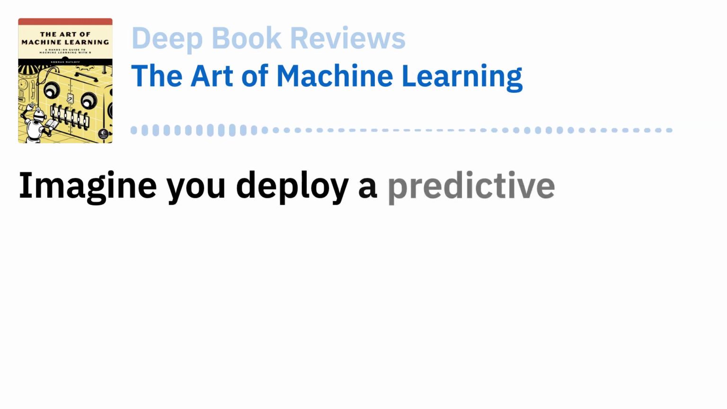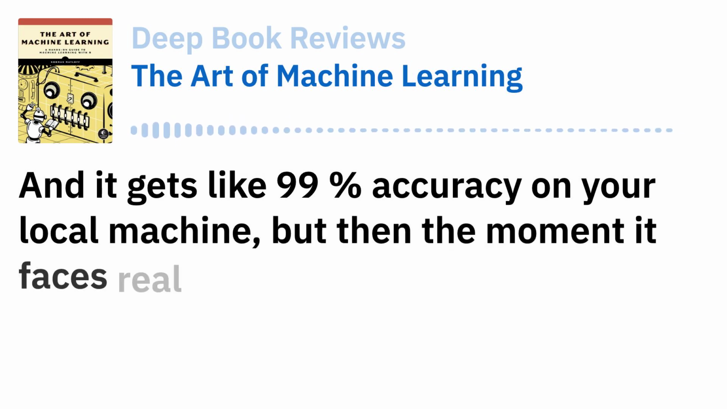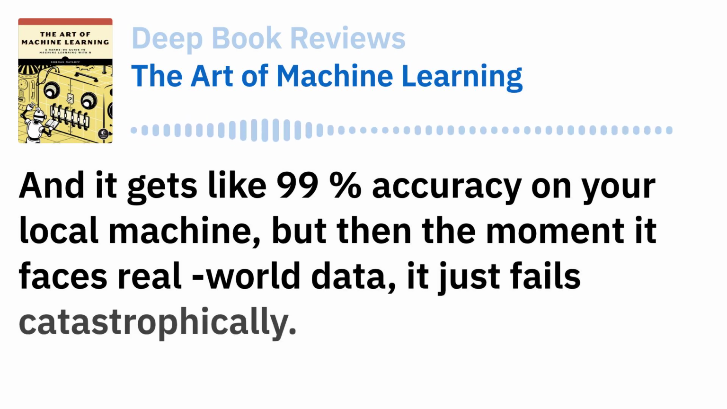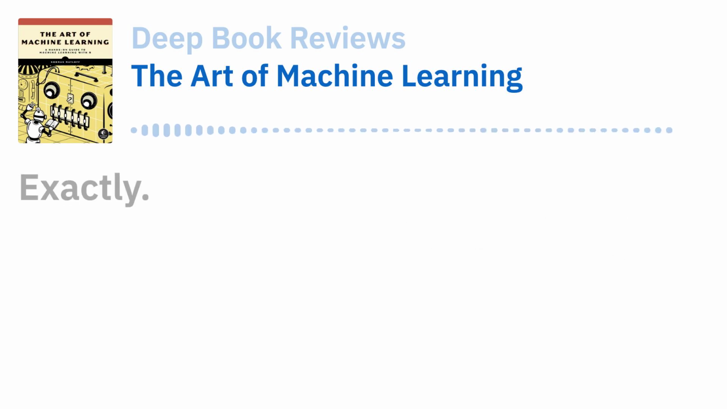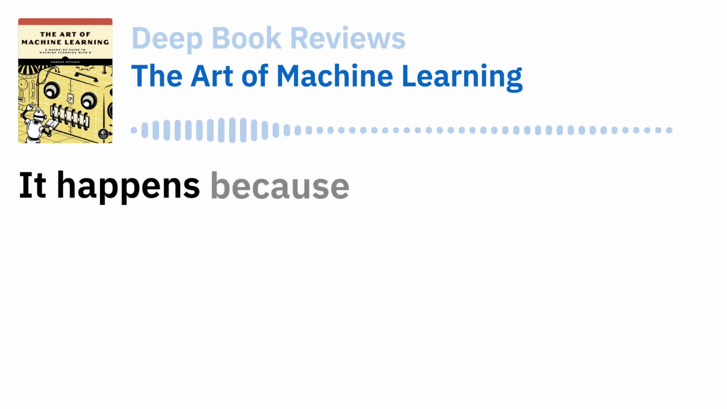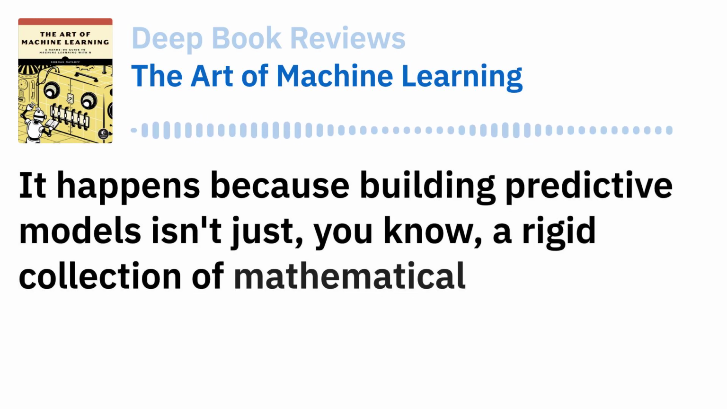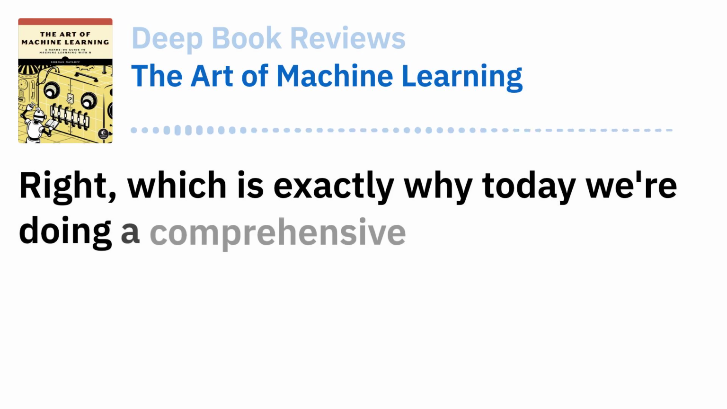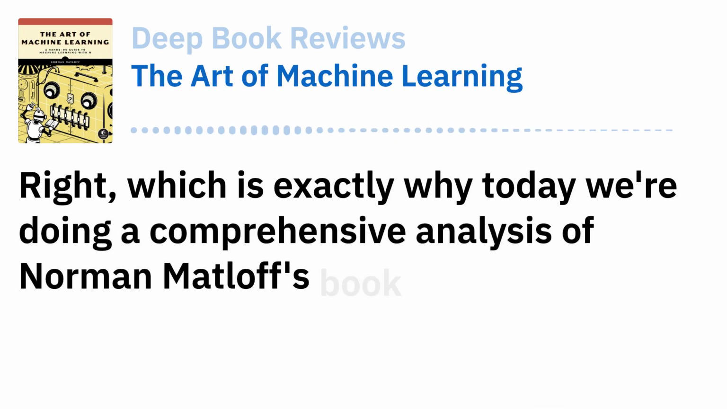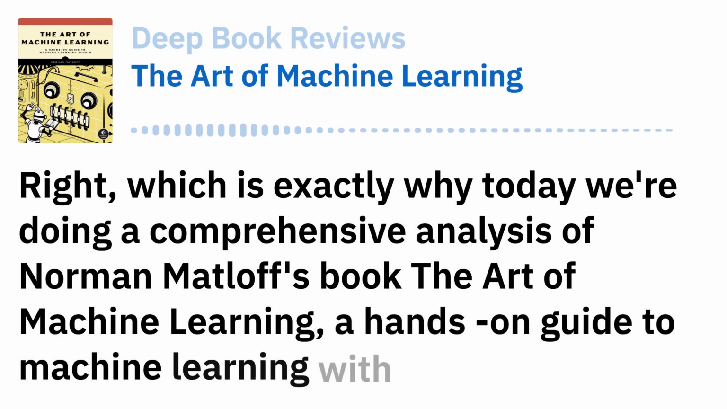Imagine you deploy a predictive model, right? And it gets like 99% accuracy on your local machine, but then the moment it faces real-world data, it just fails catastrophically, costing your organization valuable resources, time, everything. Exactly. And why does that happen? It happens because building predictive models isn't just a rigid collection of mathematical rules. It's fundamentally an art. Which is exactly why today we're doing a comprehensive analysis of Norman Matloff's book, The Art of Machine Learning, a hands-on guide to machine learning with R.